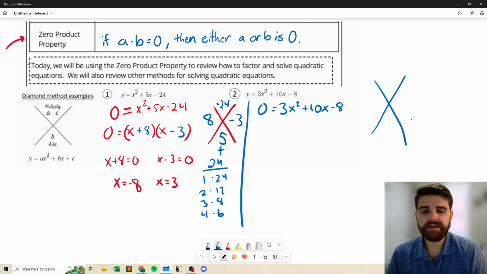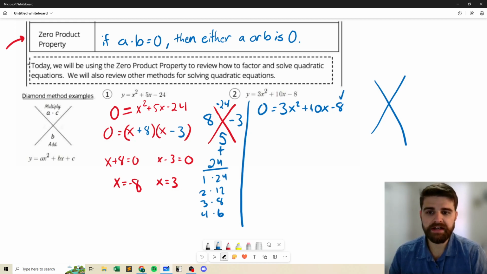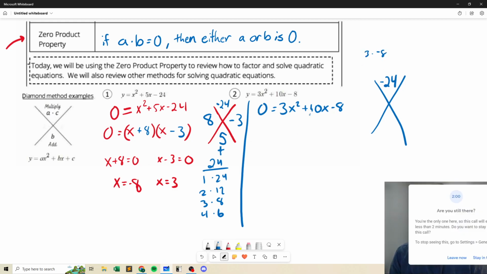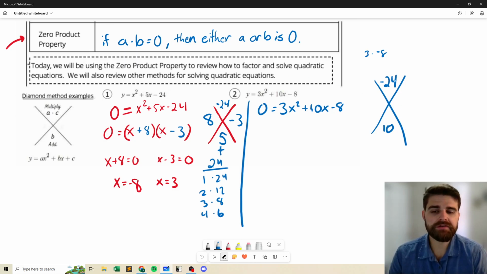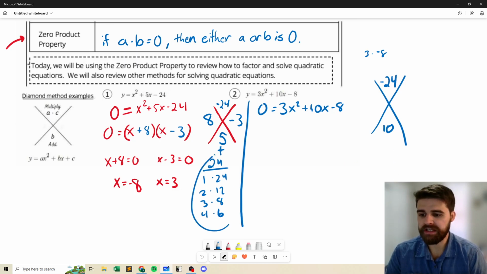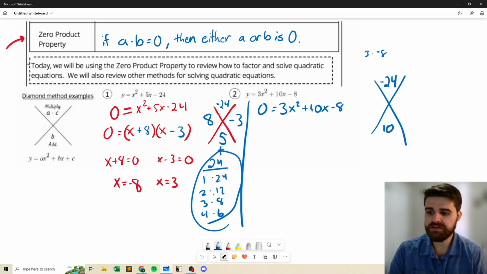Okay. So I'm going to do my x puzzle over here. It's going to look a little different here. So on top, I'm going to do a, which is 3, times c. So that's negative 24 on top because it's 3 times negative 8. And then on the bottom is b, just like it was before. So that's just going to be 10. Okay, so now I've got to figure out factors of 24 that add up to 10. And again, we can think through our factors. I've already got them over here. I think 2 and 12 should do the trick, or maybe 4 and 6.